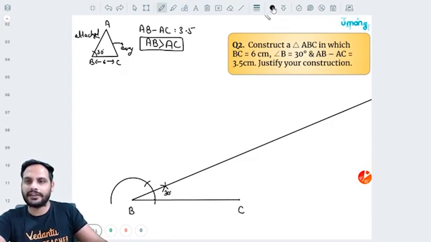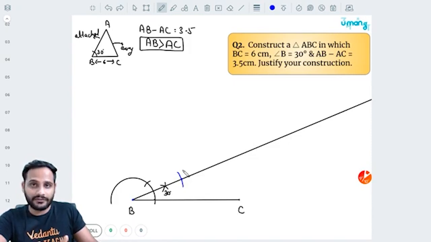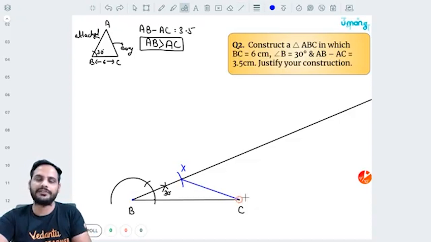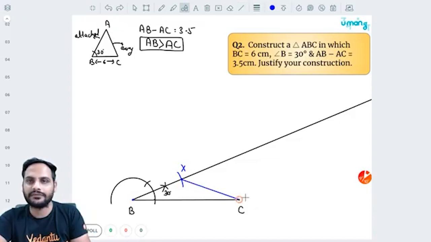Now what is it saying next? The difference of the sides is 3.5 centimeter. So keep the tip of the compass at B and make one cut at the length of 3.5 centimeter. This is not the vertex, this is some other point X. Then join X with the other base point, which is C. We have joined X with C.